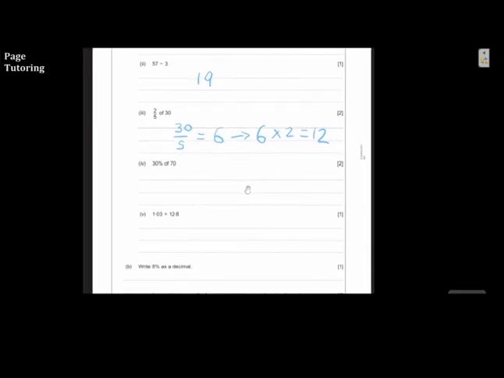Scrolling a little further down, now we've got 30% of 70. Well, first of all, let's find out what 10% of 70 is. That's much easier than going straight to 30%. So 10% of 70 would be 70 divided by 10, which gives us 7. So 30% of 70 must be 7, which is our 10%, times by 3, which gives us 21.